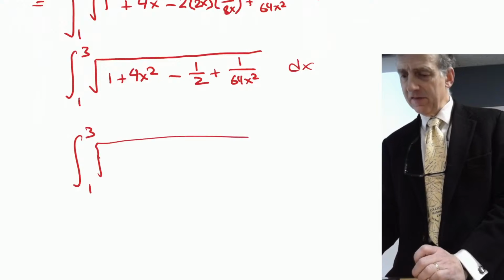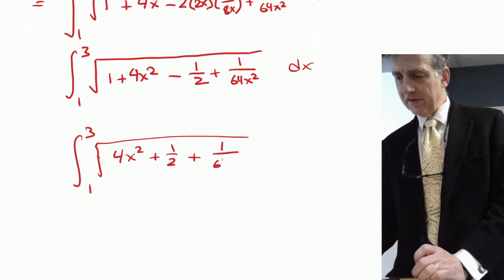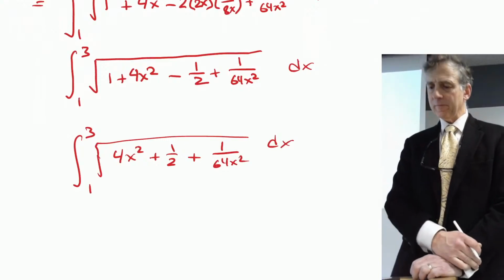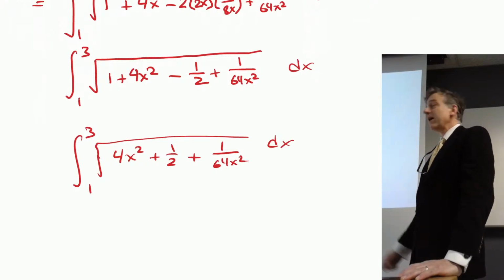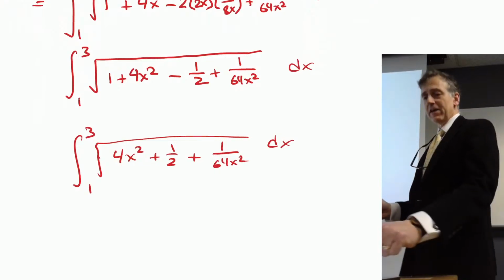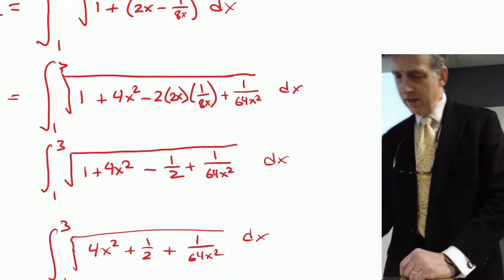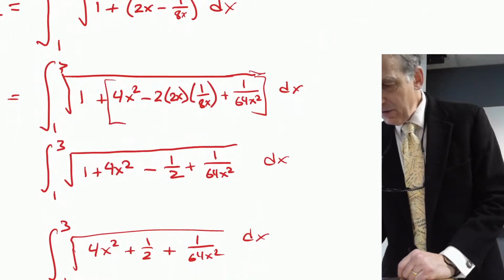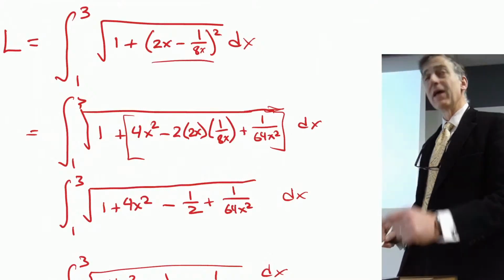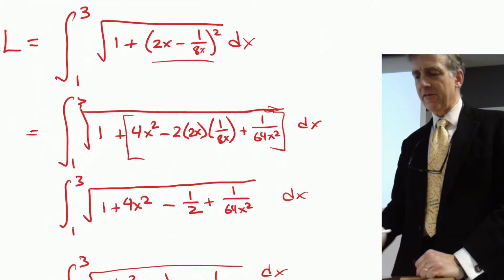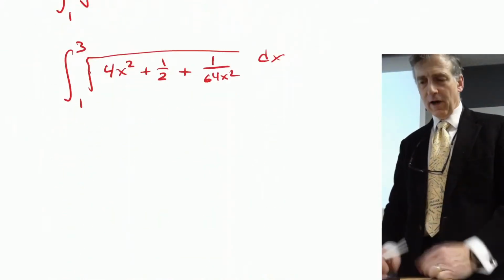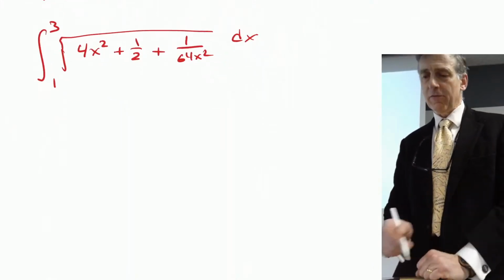Then we can do this: 4x squared plus 1/2 plus 1 over 64x squared. Okay, at this point, some of you might recognize that that looks suspiciously like the thing that I have written here, which is this thing squared. And if you recognize that, then you can probably disentangle it and figure out how to factor it.